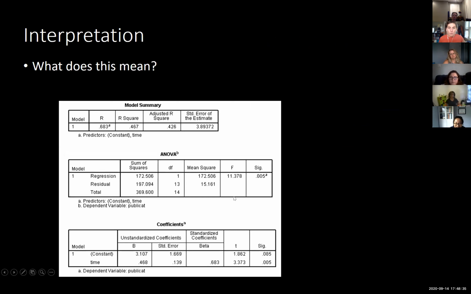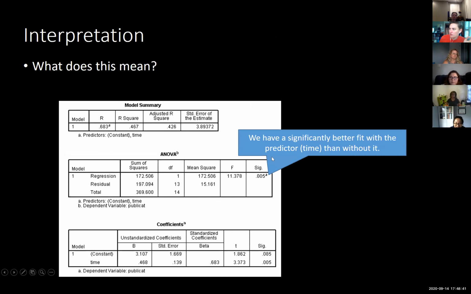Okay, so now putting it all together. This is the very last thing we're going to do. We have this box right here. The ANOVA box is asking us, did we do a good job of reducing the error? Have we significantly reduced the error? This is telling me that we have a significantly better fit with the predictor than we did without the predictor in the model. Our full model fits better than our restricted model. P less than 0.05.